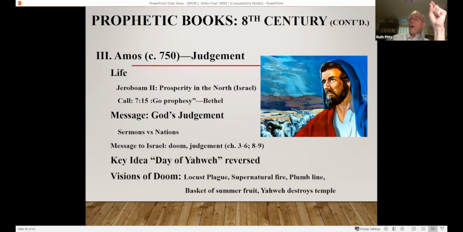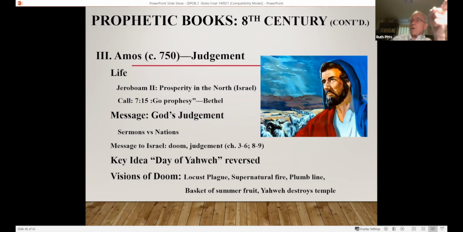And the day of Yahweh, that used to be the day of celebration, the day when you would have carnival, the day when you'd have parades, because it's going to be the triumph of Yahweh. Well, let me tell you, he says, the day of Yahweh is going to be the day when you are destroyed. The day of judgment is coming on you people. Now remember, at 750, we're only one generation away from destruction at 722. It's upon them, and he's telling them the truth. So this is a key idea.